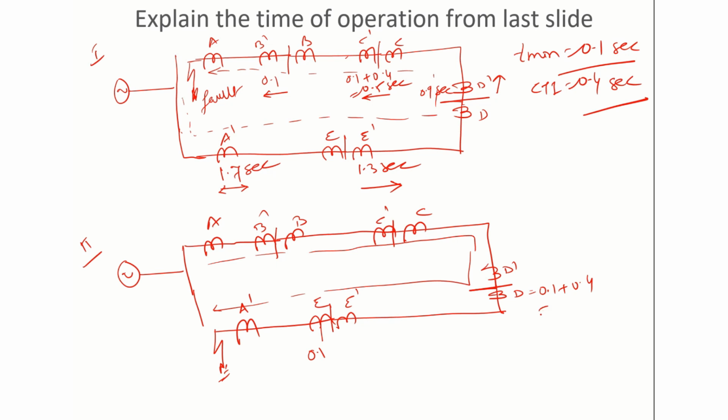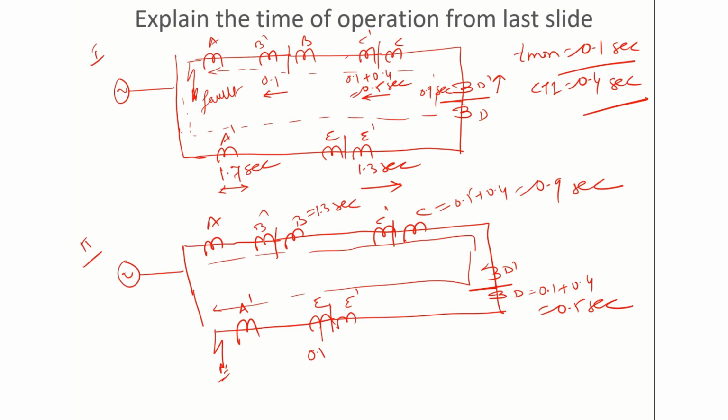So this will be 0.5 second. If relay D fails to clear the fault, then C should operate and it should isolate the fault. And for C, the time of operation will be 0.5 plus 0.4, that is 0.9 second. If C fails to clear the fault, then B should operate and its time of operation will be 0.9 plus 0.4, that is 1.3 second.